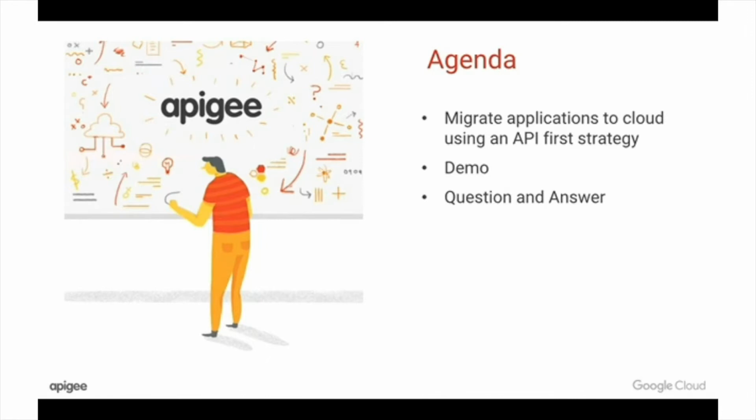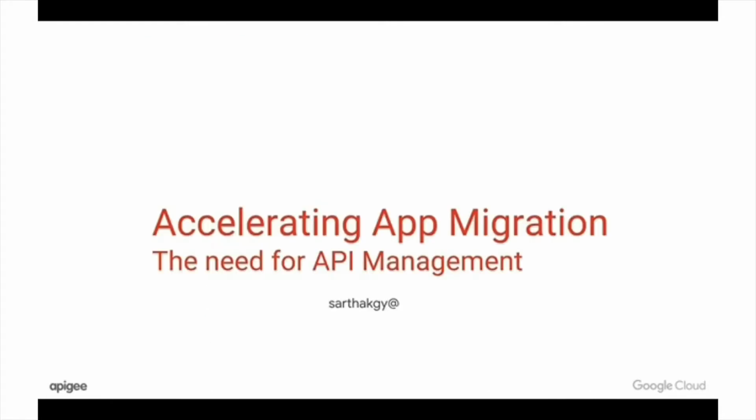A quick overview of the agenda. We are going to look into how you migrate applications to cloud using an API first strategy. We are then going to see a quick demo on how you do app migrations. And finally, we'll have some time for answering some live Q&As. Let's dive right in: how do you accelerate your app migrations to cloud, and why do you need API management to help you do that.